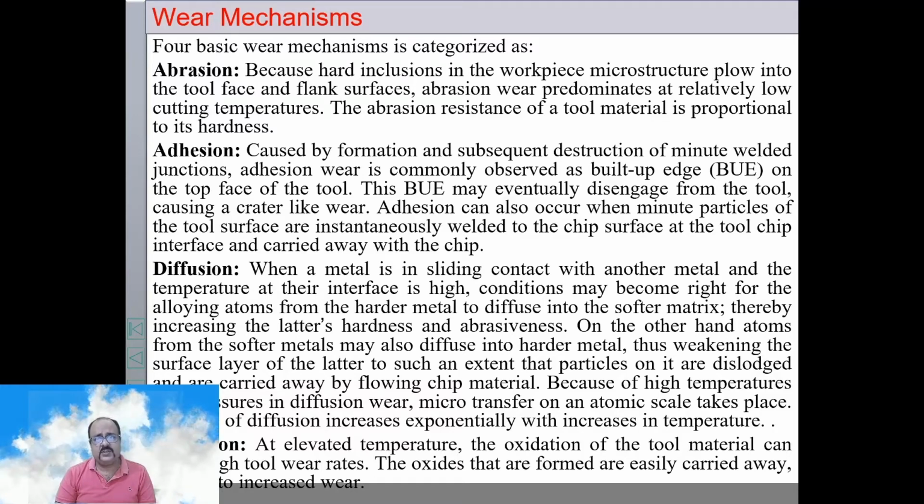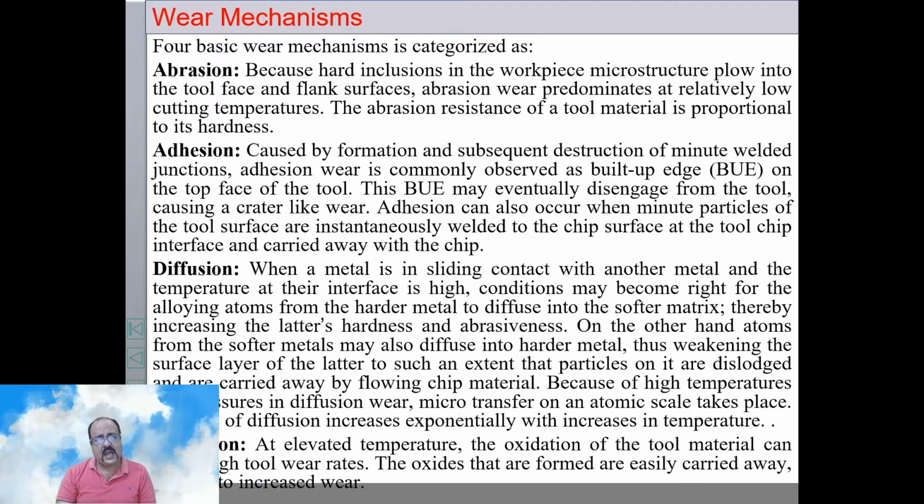Under certain faulty machining conditions, this material gets welded to the tip of the tool and forms a false cutting edge called a built-up edge. After a critical size, it fractures, and when it fractures, it takes a part of the tool with it. So that is another wear mechanism.